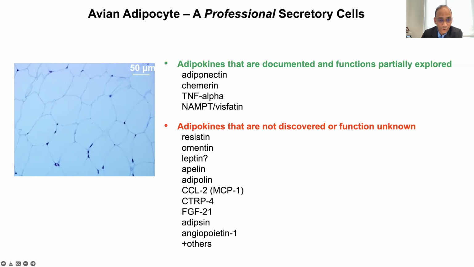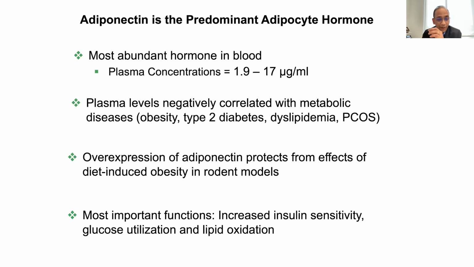And I'm going to talk a little bit more about adiponectin, how it is connected to obesity, or I shouldn't say obesity, excess deposition of fat. Adiponectin is the most abundant hormone in blood circulation. Typically hormones are measured in nanogram per mL, but in the case of adiponectin, it's about 1,000-fold higher. In humans, 1.9 to 17 micrograms is found, and it is the number one most abundant hormone next to thyroxine.